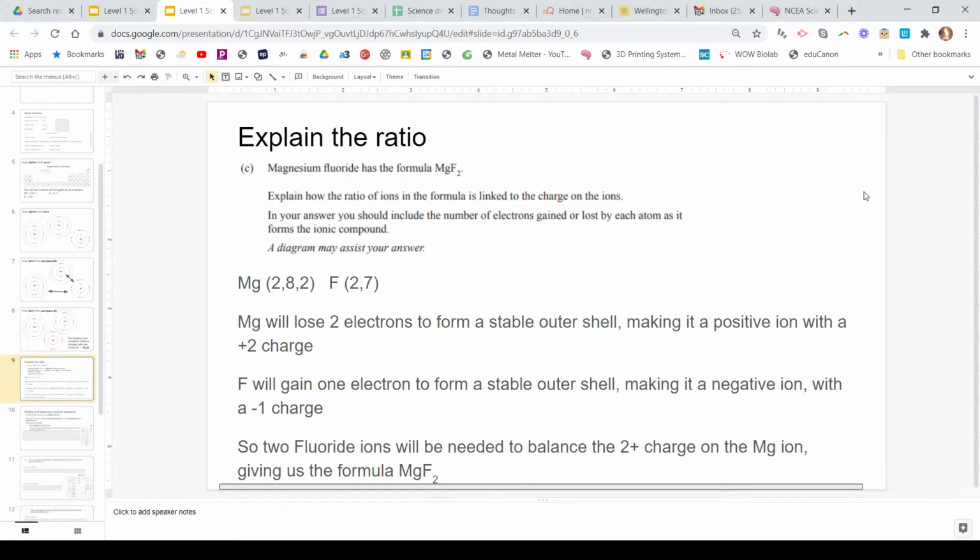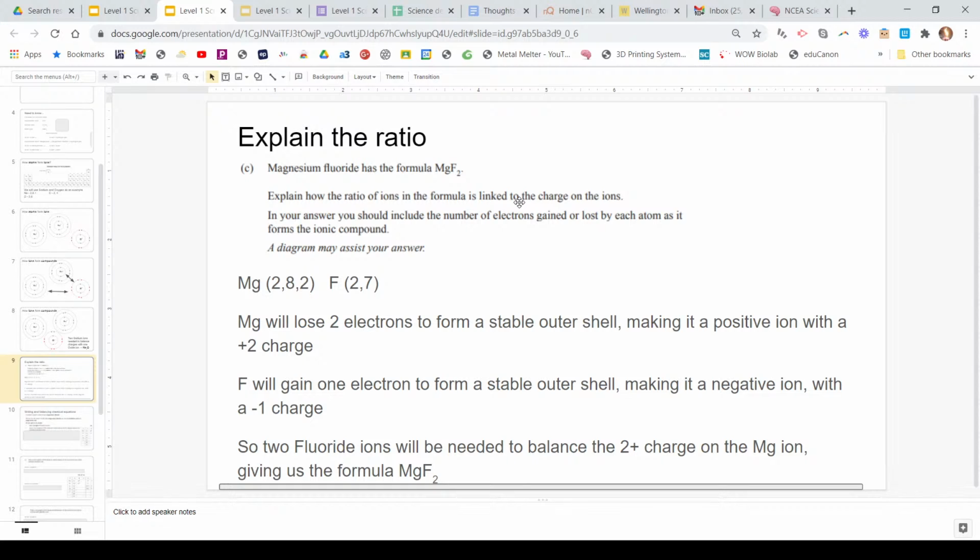And again, you'll be able to go through this video on your own time and pause it, take a bit more time if you need it. So in this one, you've had magnesium fluoride given to you. You've been told the formula. You might also have to work out the formula just from magnesium fluoride. You're asked to explain the ratio of the ions and how that's linked to charge on the ions.